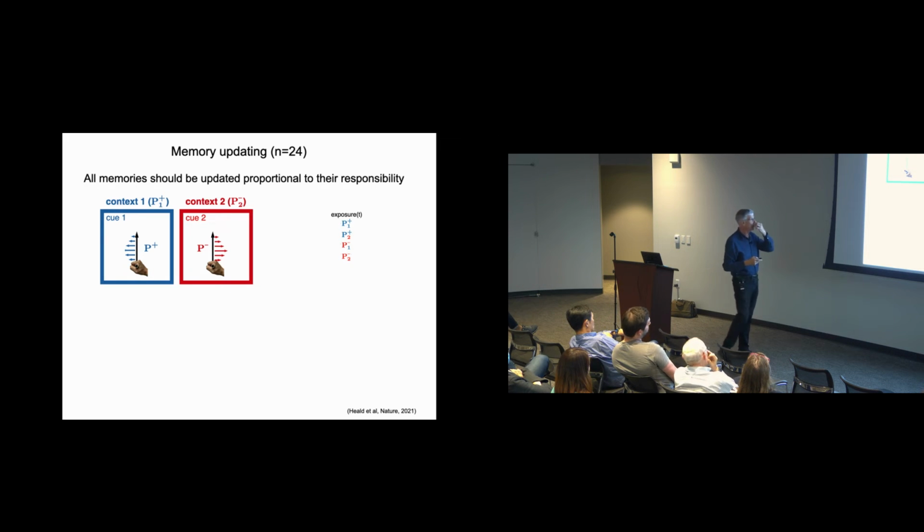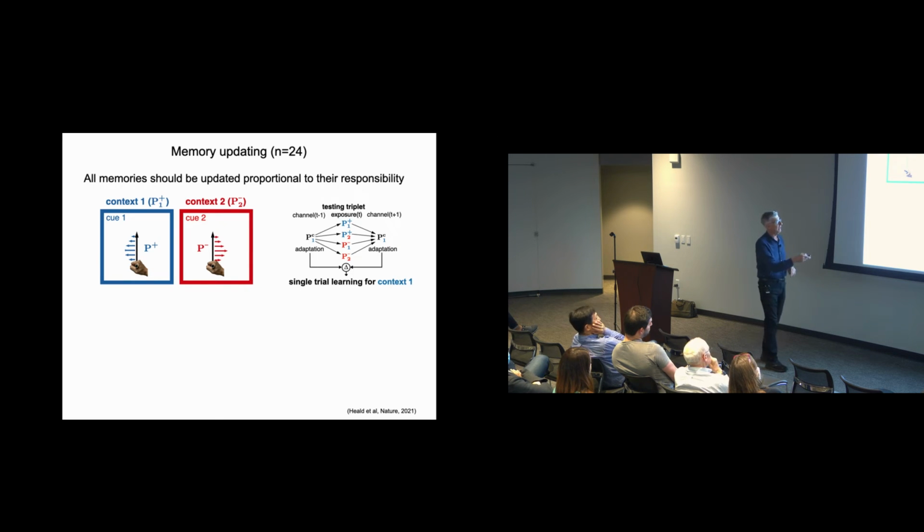And the way we do this is we have to know how much you've updated a memory, and to do that we need to do something before and after to measure where you were before and where you were after that trial in a triplet of trials. And the way we do that is we bracket each of these exposure trials with a channel trial so we can measure what your adaptation state is before and after.